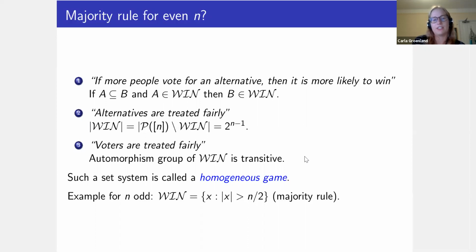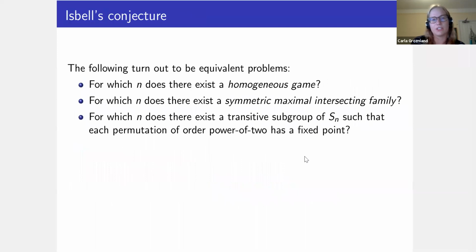And there are actually various views of this. The first thing you can do is call these homogeneous games. But they're also known in combinatorics as symmetric maximal intersecting families. And for the people who are more into group theory, you can instead ask for transitive subgroups of the symmetric group on n numbers, such that each permutation of order a power of 2, so each permutation which has as its order something of the form 2 to the i for some i, must have a fixed point. And it's actually not known for which n this exists.